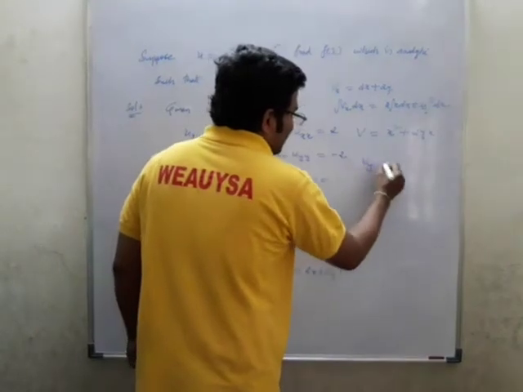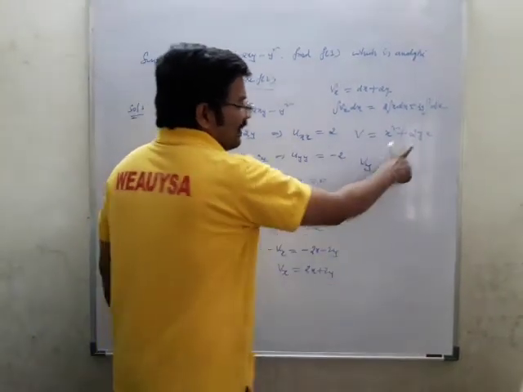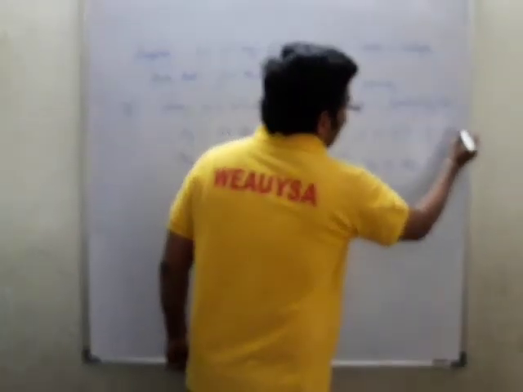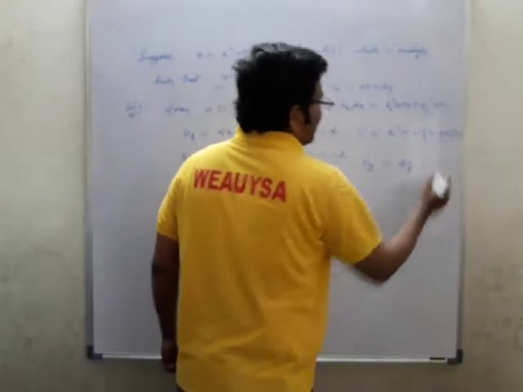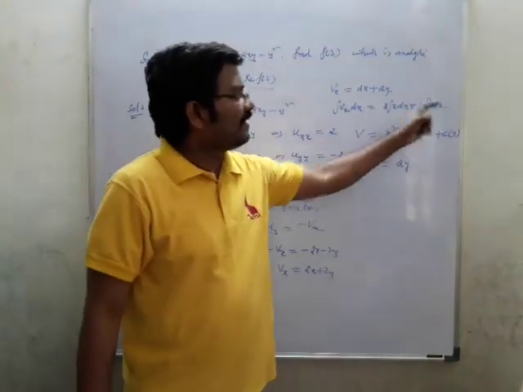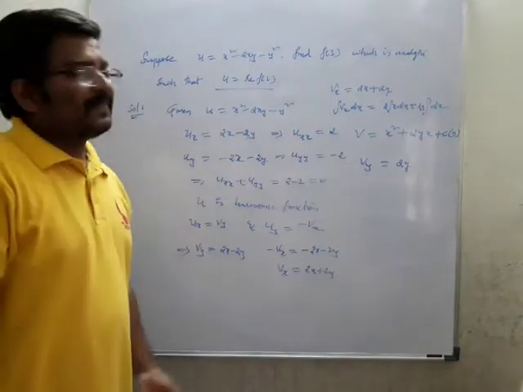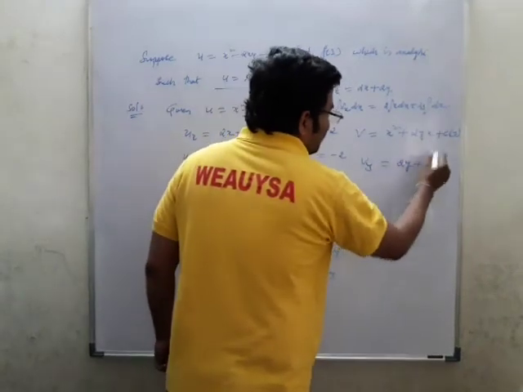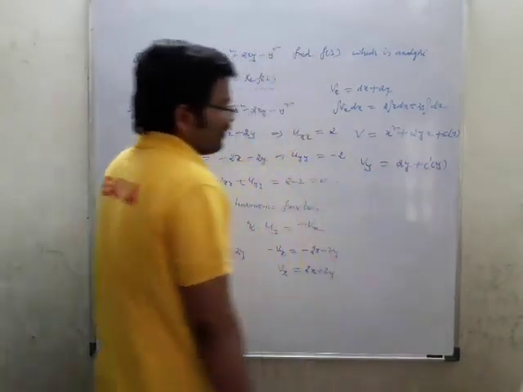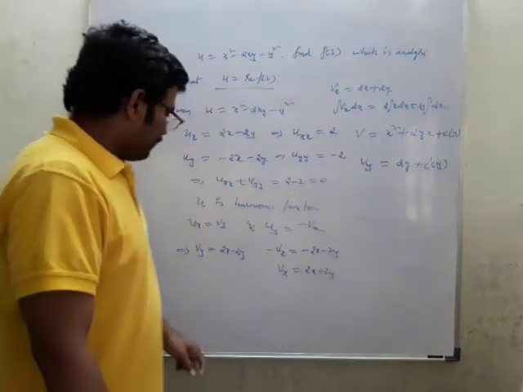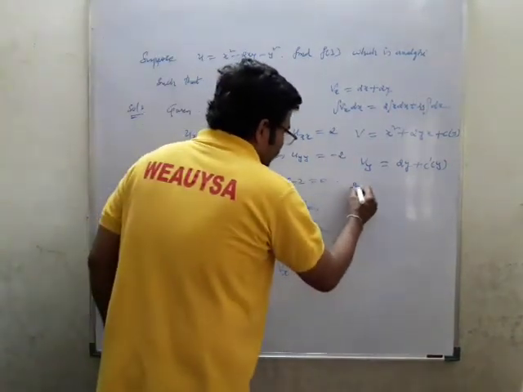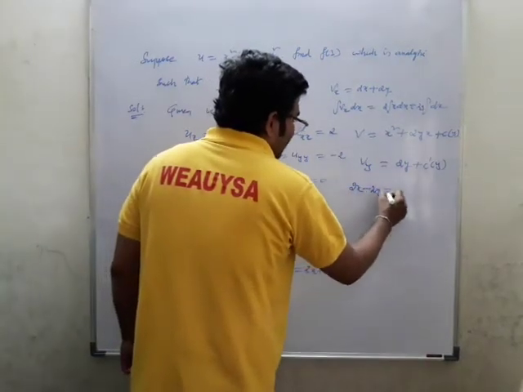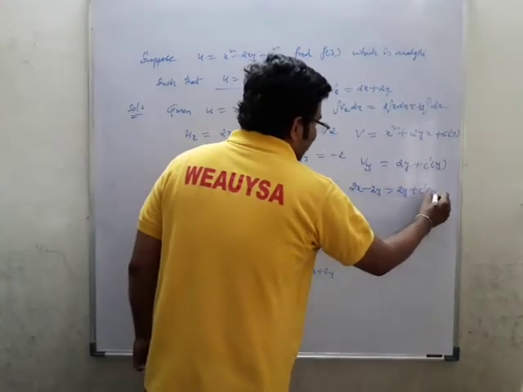But this one again I'll differentiate with respect to y. Here we need to take some constant, c of y, because we integrated with respect to x. So vy is equal to 2x plus c dash of y. Earlier we found vy is 2x minus 2y, so 2x minus 2y is equal to 2x plus c dash of y.